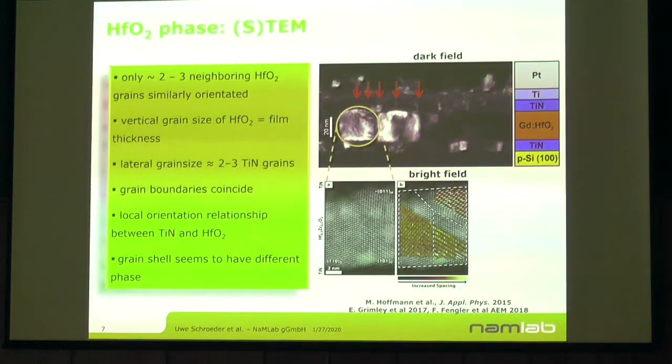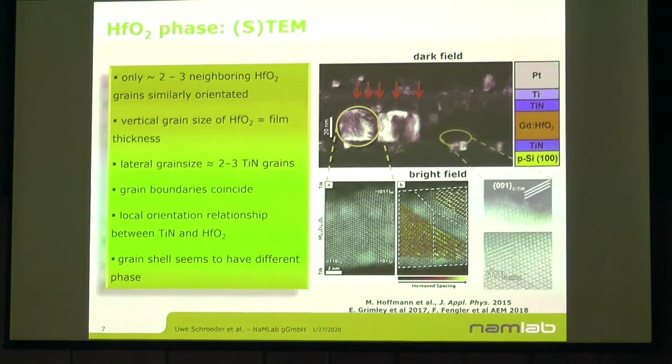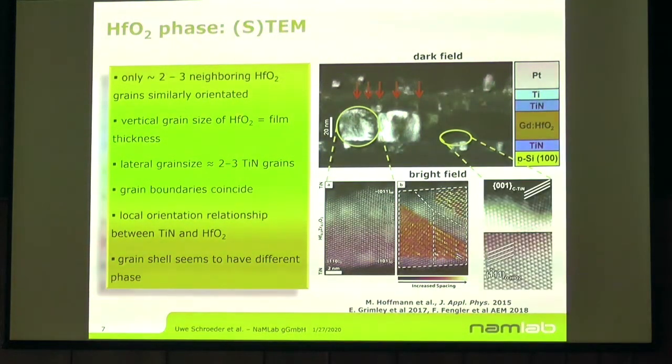Other things you can see, I mean, if your film is completely in the orthorhombic, in the ferroelectric phase of the material, there still seems to be certain regions with different crystal structure here. And we have also some orientational alignment between the titanium nitride substrate and the hafnium oxide grains in certain regions of the surface.